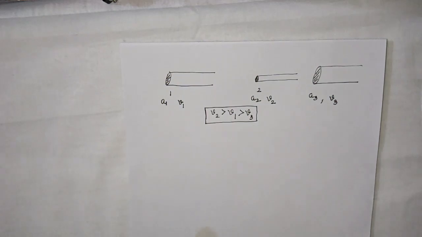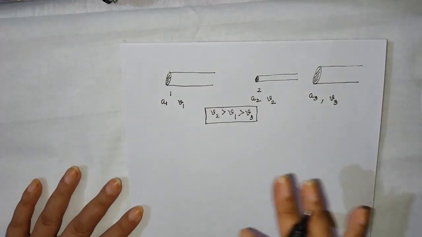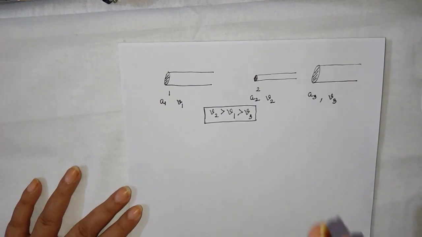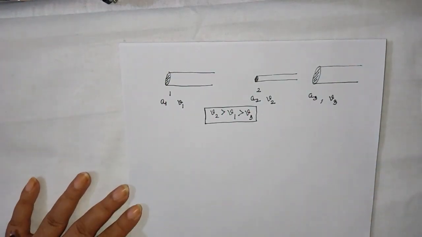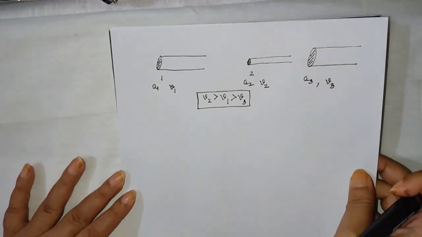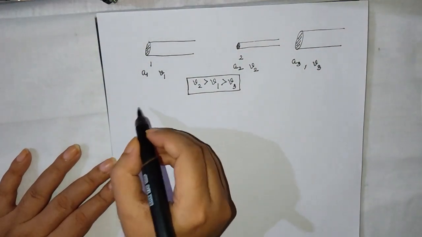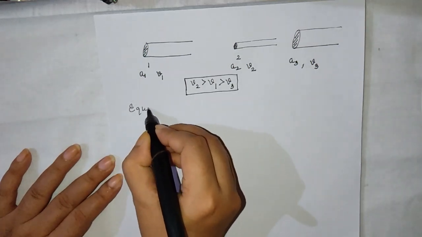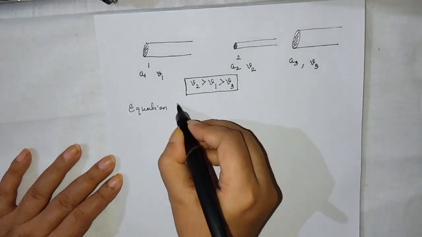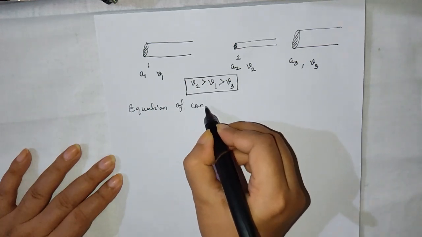So try to derive an equation mathematically and try to understand why this happens. Whatever observation we have got from the experiment, let's do it mathematically. This derivation is known as the equation of continuity.